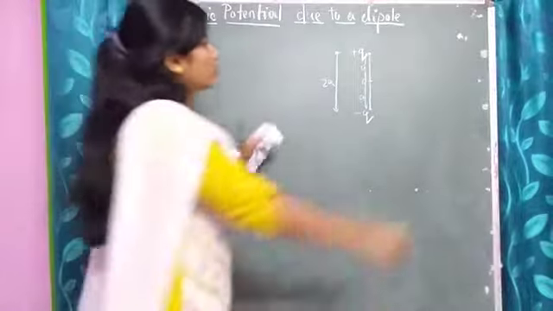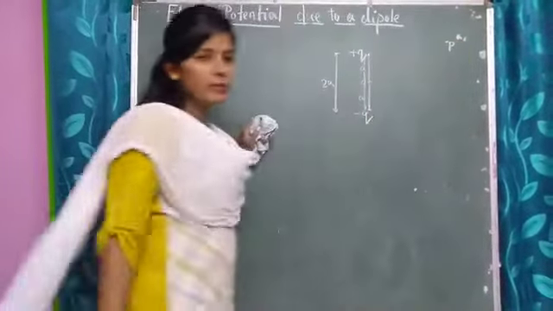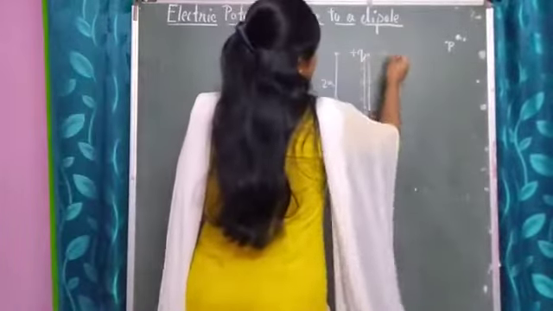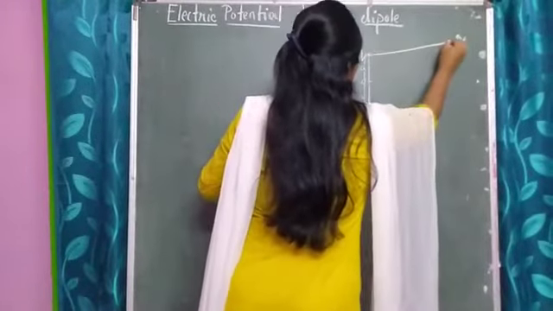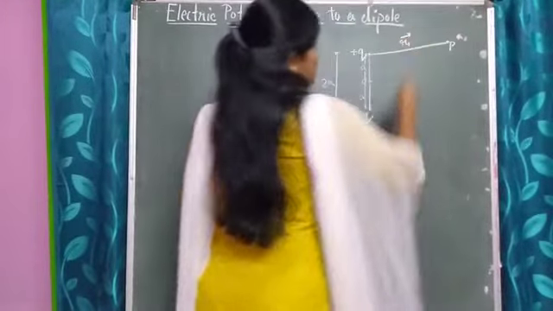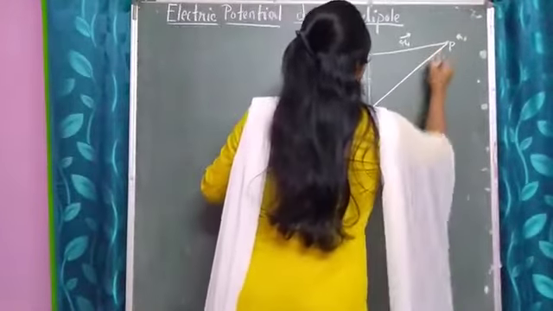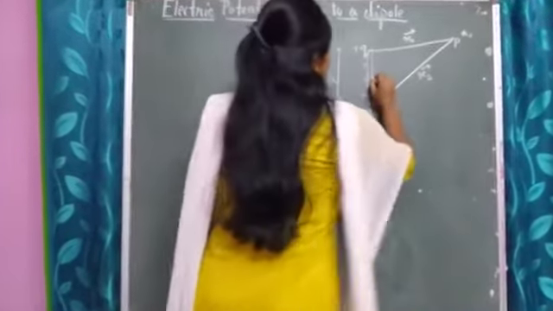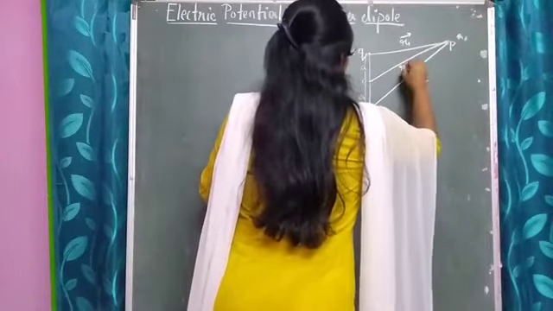Now suppose we want to find out the electric potential at point P due to this dipole. So let us join this plus q with P, and let the vector be R1 vector, and from minus q to point P is R2 vector, and the distance from point O to P is R vector.